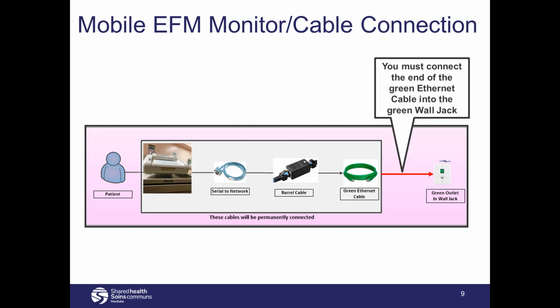To do so, you must connect the end of the green Ethernet cable to the green wall jack outlet located at the patient's bedside. If there are any issues with the device or connections, please call the Shared Health Service Desk at 204-940-8500.